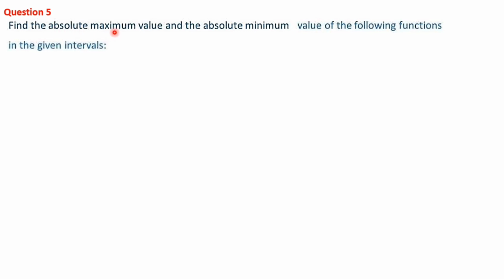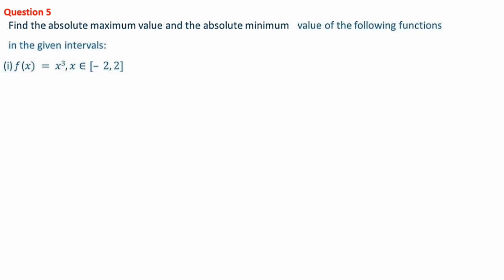Absolute maximum means among all the local maximums, the highest value we will consider as absolute maximum. And absolute minimum means all the local minimum values we have to consider, and from there the smallest one is the absolute minimum. So first question, f of x is equal to x cube, x element of closed interval minus 2 comma 2. So let's start. The process is same as before.